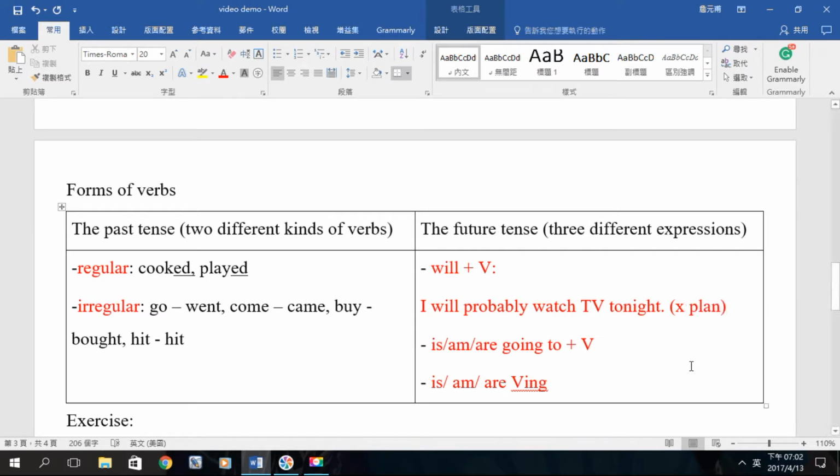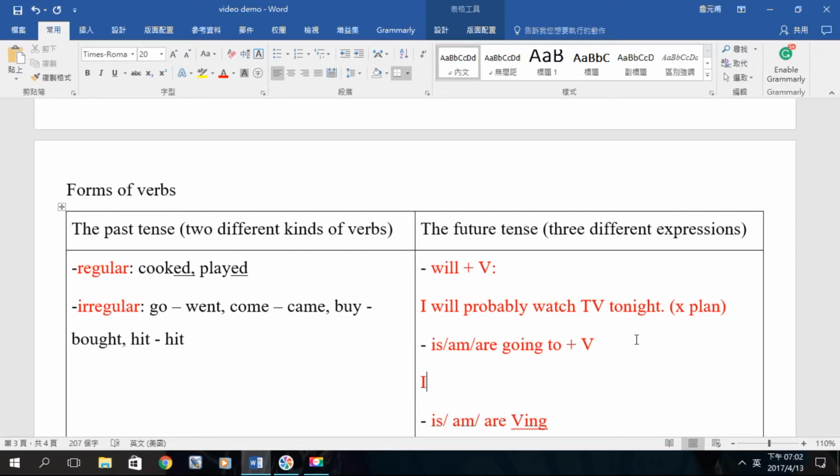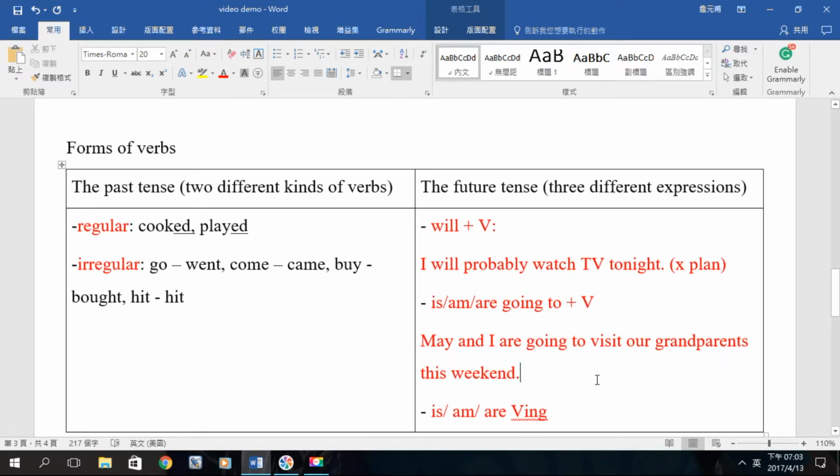We use will. As for be going to, is am are going to do something? Look at this example. May and I are going to visit our grandparents this weekend. When I say we are going to do something, it means that we have a plan and we're pretty sure what we're going to do this weekend.